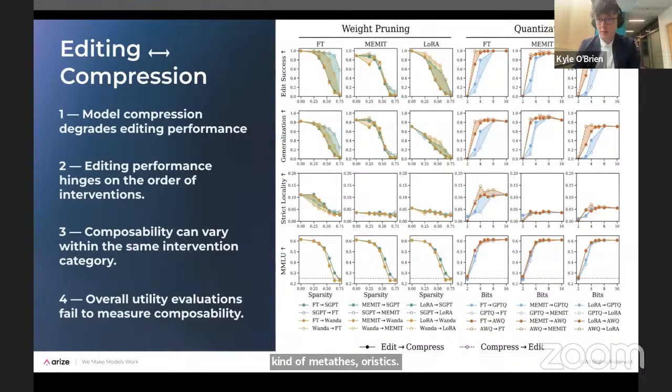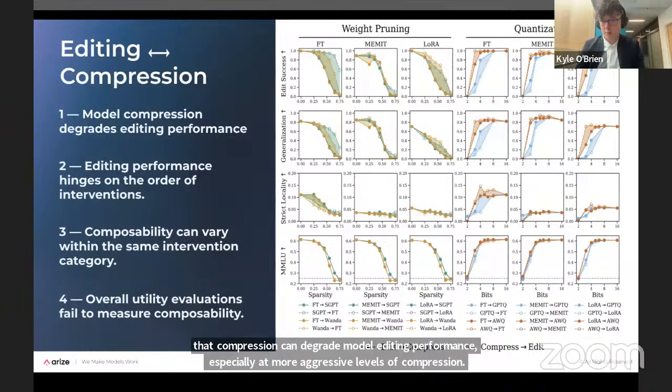So we start with pairing editing and compression. For our experiments, we generally compare two different classes of interventions together. So when we begin, we're looking at editing and compression. What we generally found was that compression can degrade model editing performance, especially at more aggressive levels of compression. Well, so points one and two are pretty similar.